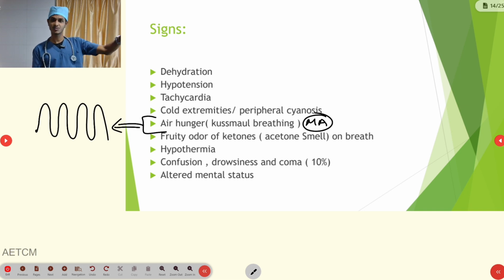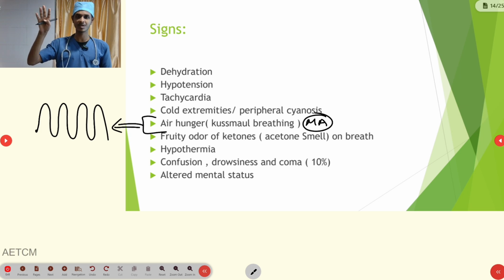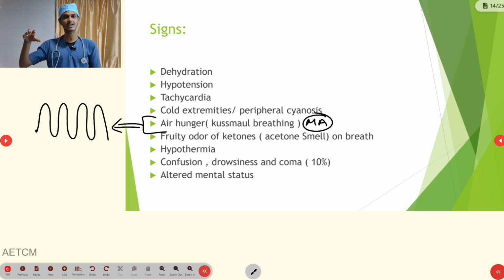That is called Kussmaul's breathing. We mainly get it in metabolic acidosis cases. So if you see a Kussmaul's breathing pattern and the person has hyperglycemia, you can provisionally diagnose the person as a DKA case, okay, DKA.